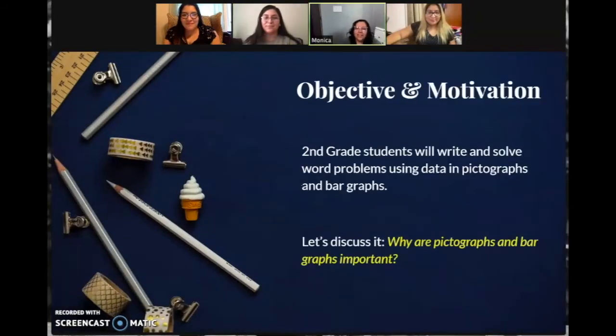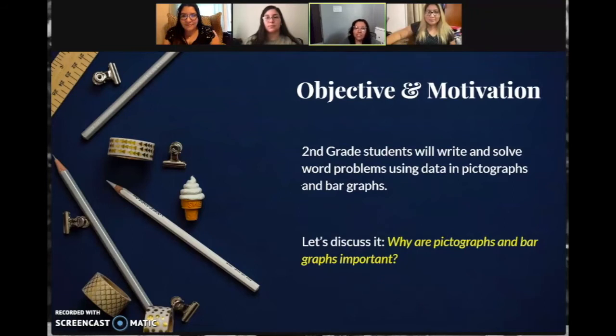Good morning, y'all. The objective for this lesson is second grade students will write and solve word problems using data in pictographs and bar graphs. Now, why do you all think pictographs and bar graphs are important? Brittany? I think they're important because we use them in our daily lives and they also help represent data. Awesome job, Brittany. Pictographs and bar graphs are very important because we see them all around us. Sometimes we even see them in commercials. We can also use them in our daily lives.